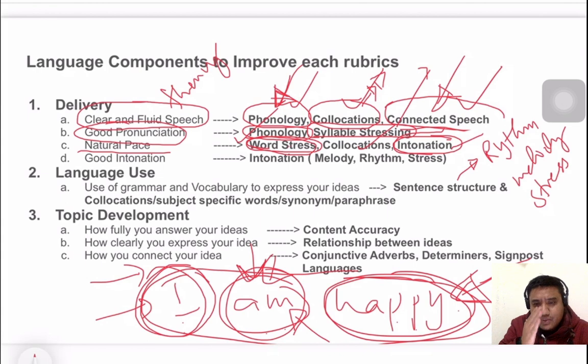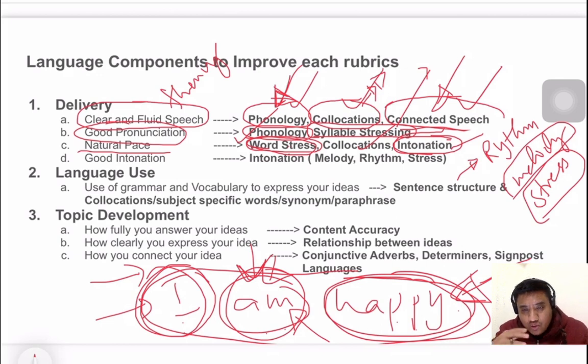So rhythm is within those four beats, how many words you really use, and how fast or slow you speak. But melody is about which words you choose to go up and which words you choose to come down. And stressing is basically when you stress something, you go higher in pitch and then stay there for a longer period of time. So when I was saying this, I am happy, right?